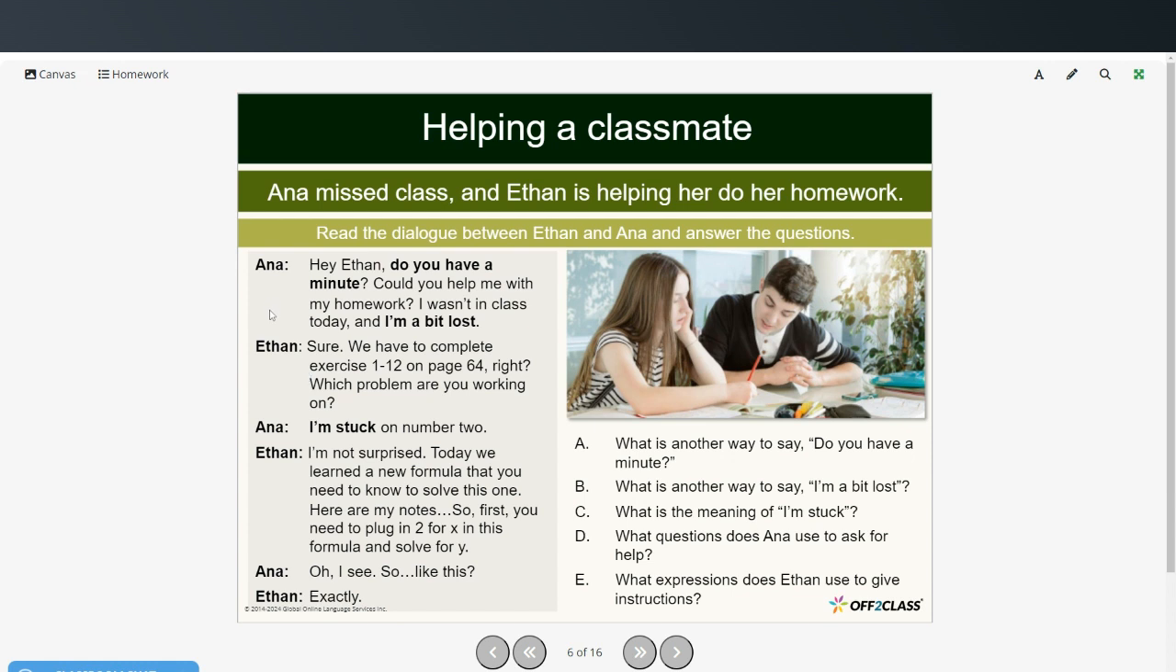Hey Ethan, do you have a minute? Could you help me with my homework? I wasn't in class today and I'm a bit lost. Sure. We have to complete exercise 112 on page 64, right? Which problem are you working on? I'm stuck on number 2. I'm not surprised. Today we learned a new formula that you need to know to solve this one. Here are my notes. So first you need to plug in 2 for x in this formula and solve for y. Oh, I see. So, like this?